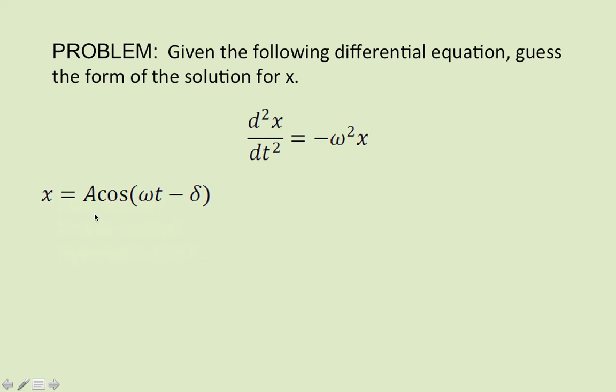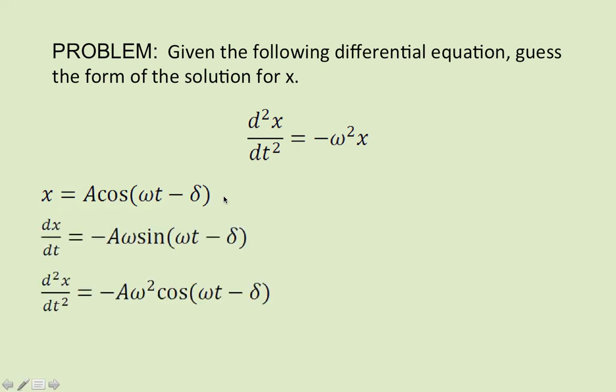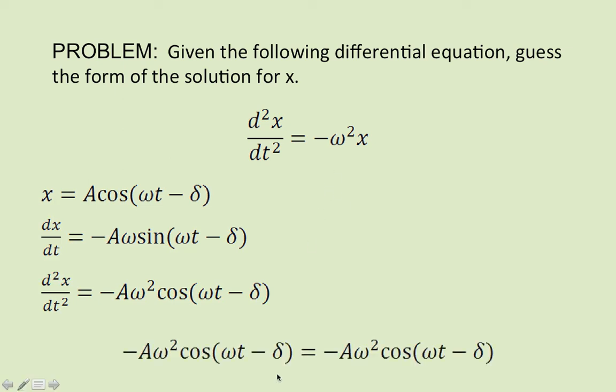Here we have two arbitrary independent constants, A and delta, and we've got our omega, which is the constant from our differential equation. Remember that we have to have two arbitrary independent constants since the differential equation is second order. Now let's check to see if this solution works. First, let's find the first and second derivatives, and then we'll go ahead and plug these back into our original differential equation. We come up with the left side equaling the right side, so we know that this solution works.